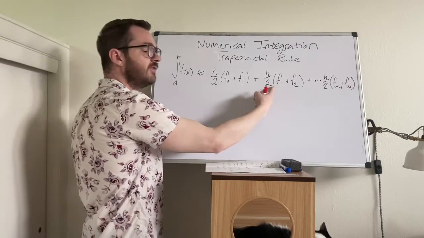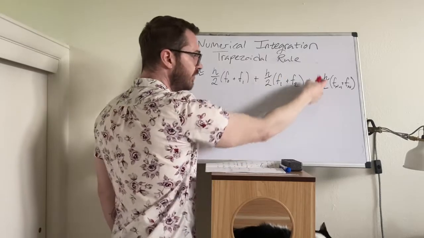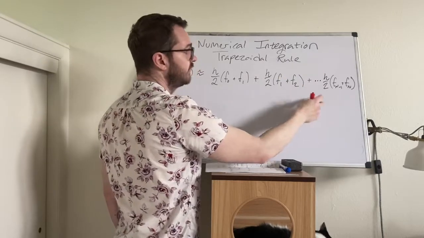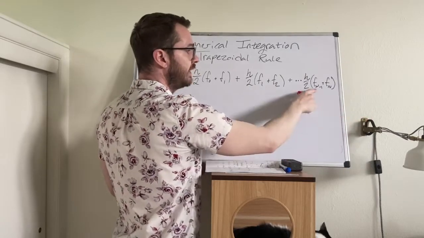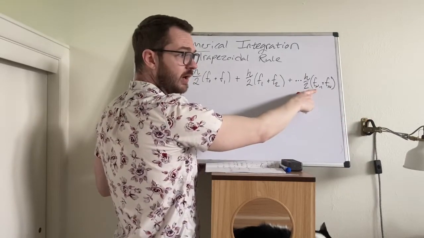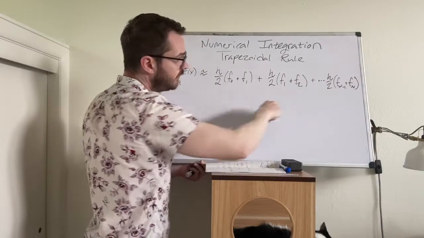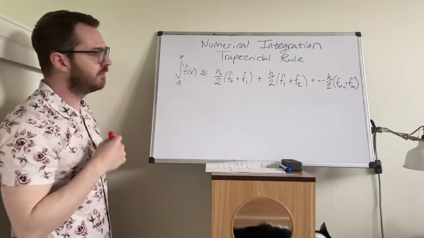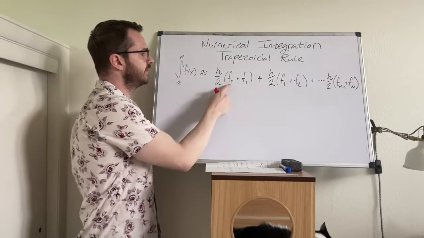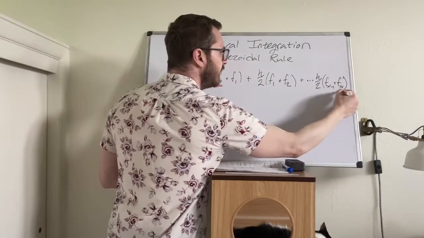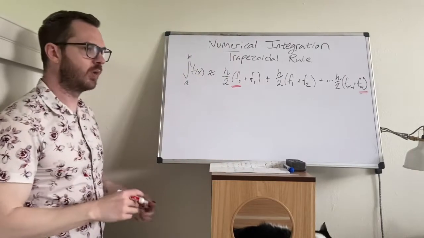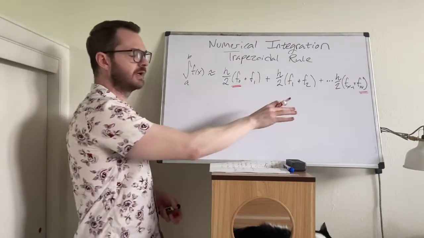Notice that f1 is here twice. If we included the next term, f2 would have been there twice. If we included the term before this last one, we would have had another fn minus 1, right? So all of the terms end up being included twice with the exceptions of these boundaries. So the boundaries are only in this series the one time, and then everything else actually gets duplicated.